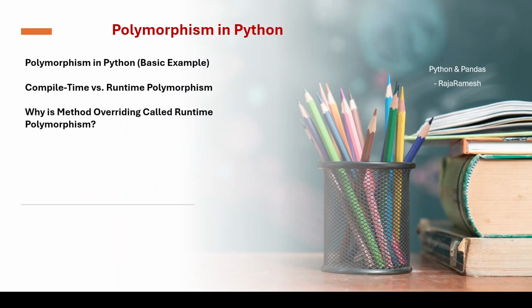In this video, we will start with writing some basic examples of polymorphism in Python. We will see what compile time polymorphism is, which is not directly supported in Python, but we will just see what it is, and what runtime polymorphism is. And we will cover method overriding. It is runtime polymorphism, and we will learn why method overriding is called runtime polymorphism.